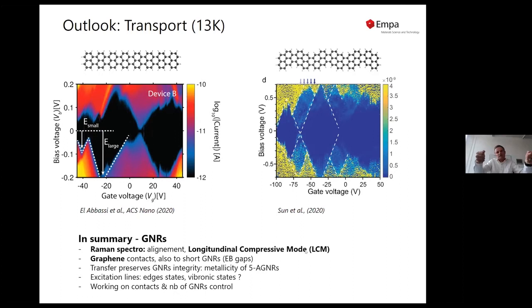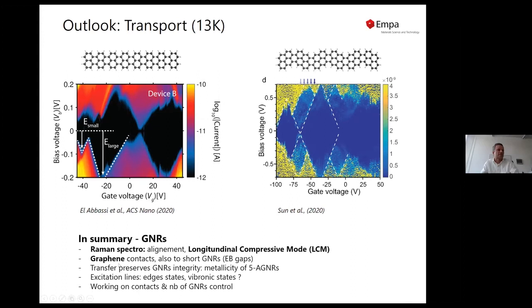Now, you can imagine that this graphene nanoribbon sitting on the substrate will interact with the substrate. And if this interaction is such that it affects the possible vibrations, it partially pins this graphene nanoribbon to the substrate, I would expect this LCM mode to be shifted in energy. And I think there we have a potentially very useful tool to assess how this interaction is taking place. And also the graphene contacts is something that we have to be careful with.